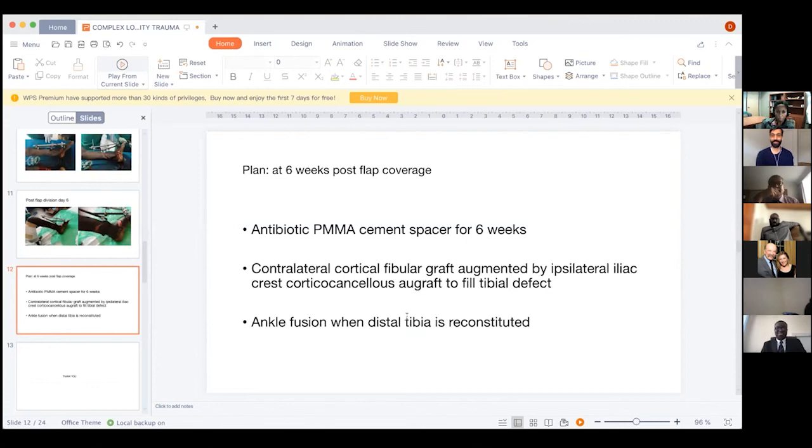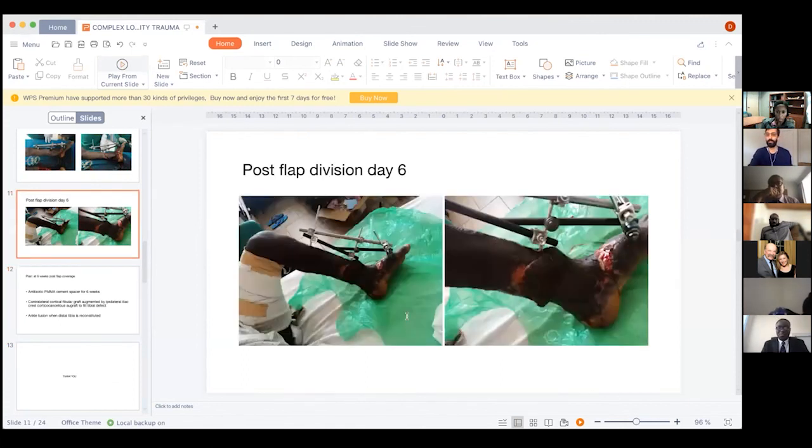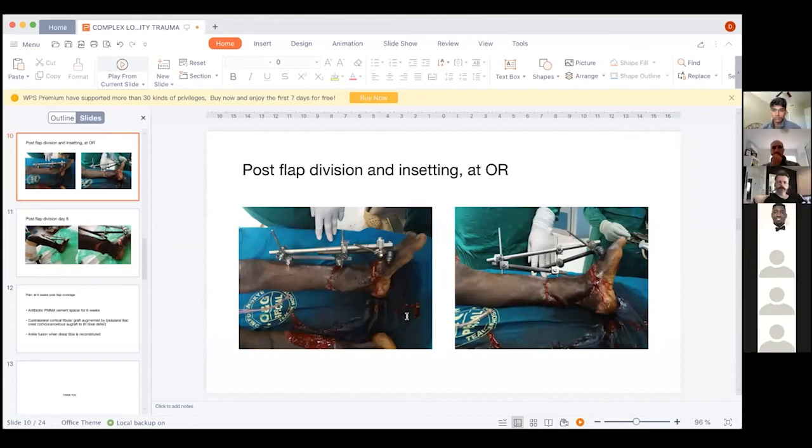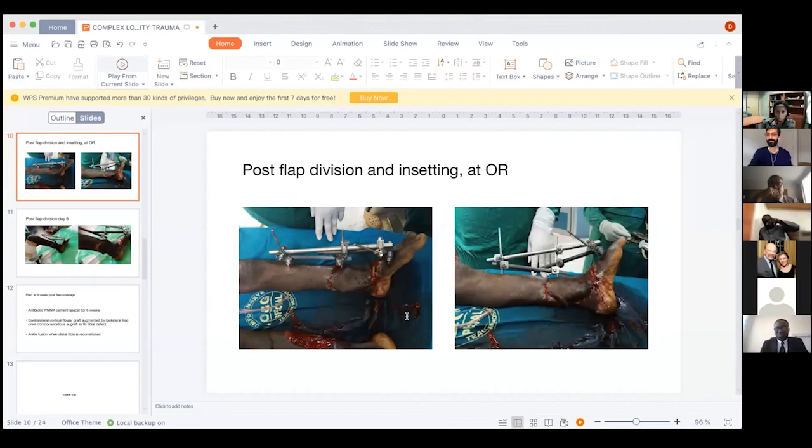Thanks, Dr. Yawa. Great case. So I don't know if Dr. Gosselin is still on the line, but in his presentation, he talked a lot about using the Masquelet technique and using a cross leg flap. So I wonder if he can maybe provide some comments. Yes, still here. Thanks. Yes, indeed. Nice case. Interesting and complicated case.